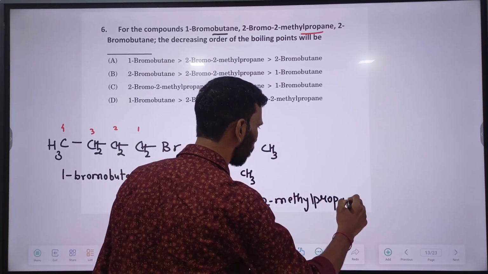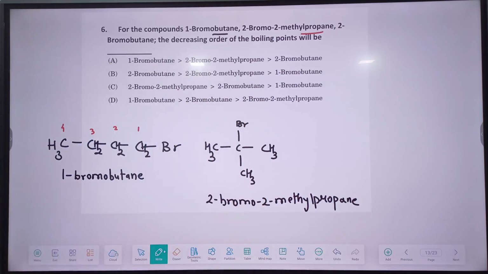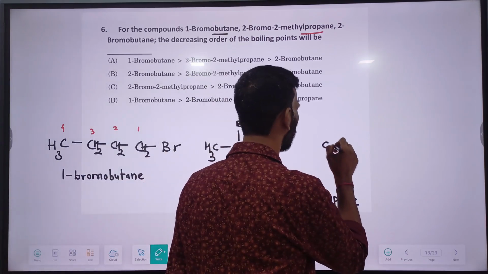So propane. And the last structure is just 2-bromobutane. The last structure is this way. 2-bromobutane.